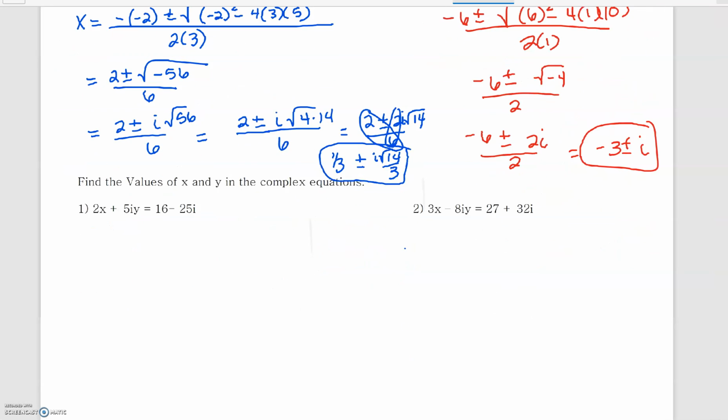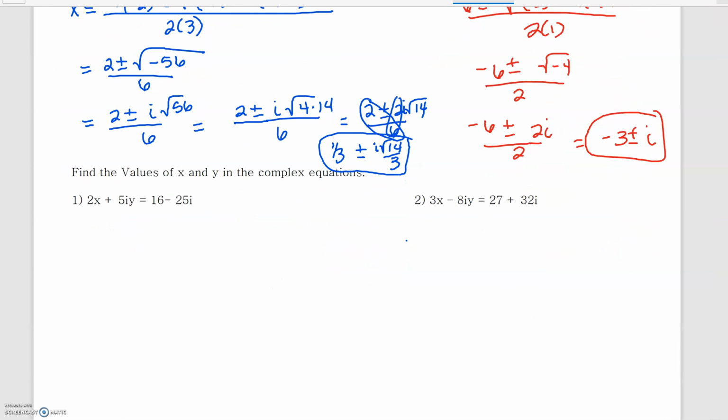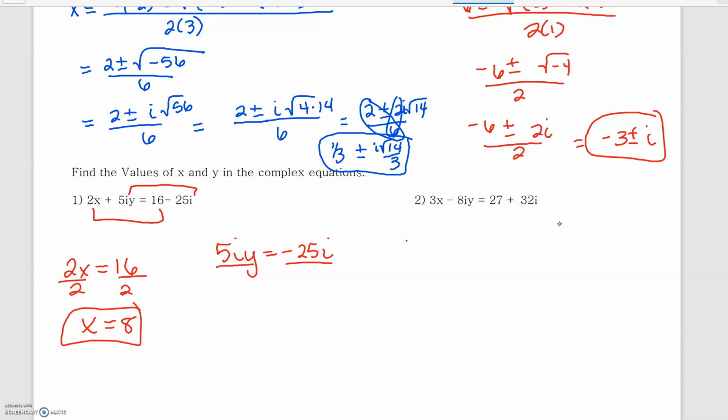So down here, for the values of x and y, we kind of did this in another lesson where we put the real equal to the real, the imaginary equal to the imaginary. So my real and real there, and my imaginary and imaginary here, and then we're going to solve. So dividing by 2 here to get 8 for x, and then dividing here to get y alone, we're going to divide by the 5i, the two things that are with it. And that's going to leave me with negative 5.